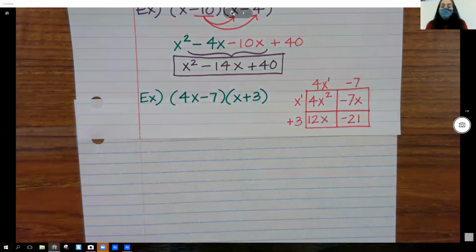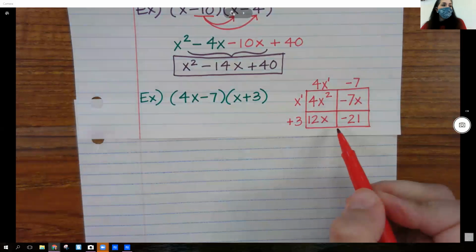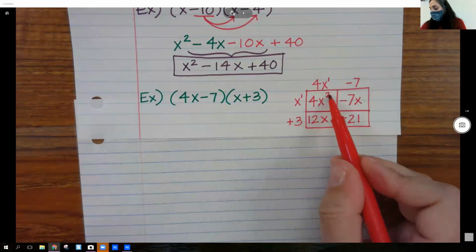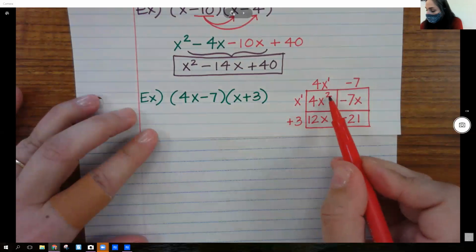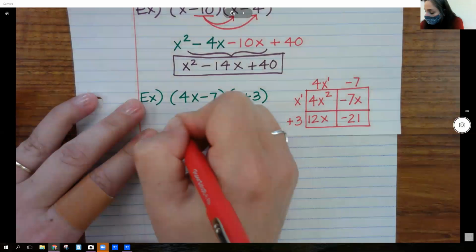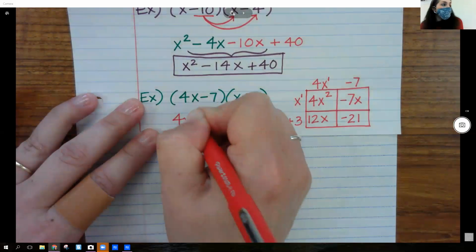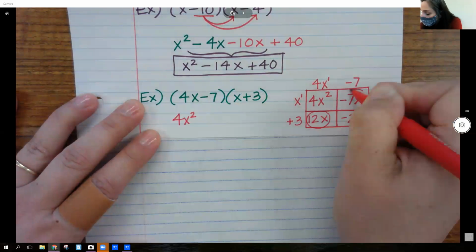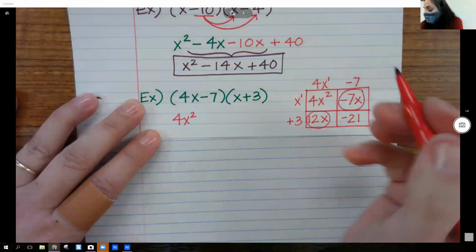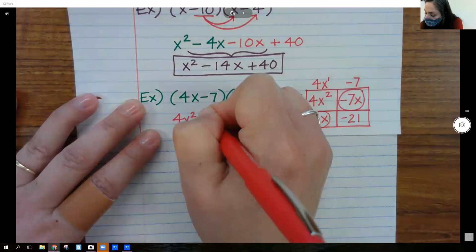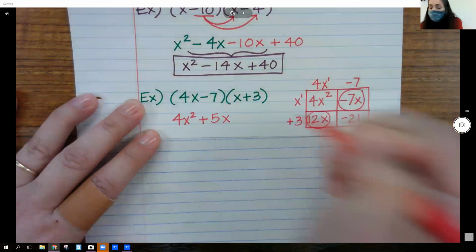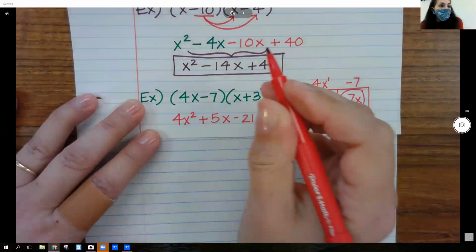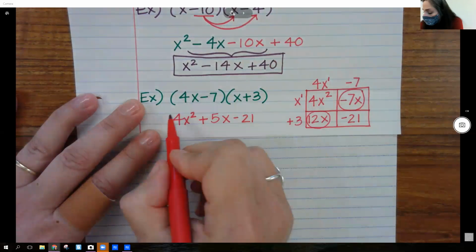Okay, now you take all the answers that you got in the boxes and try to combine like terms as much as possible, starting with the biggest exponent. So 4x squared, there's nothing to combine with that. So 4x squared is part of your answer. You have 12x and you have negative 7x. So when you combine those two, that will be positive 5x. And then negative 21, like that. Okay, and that's your answer.